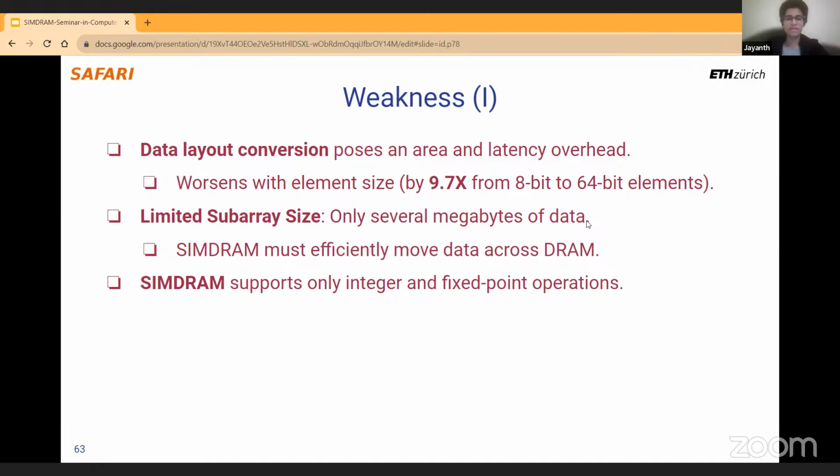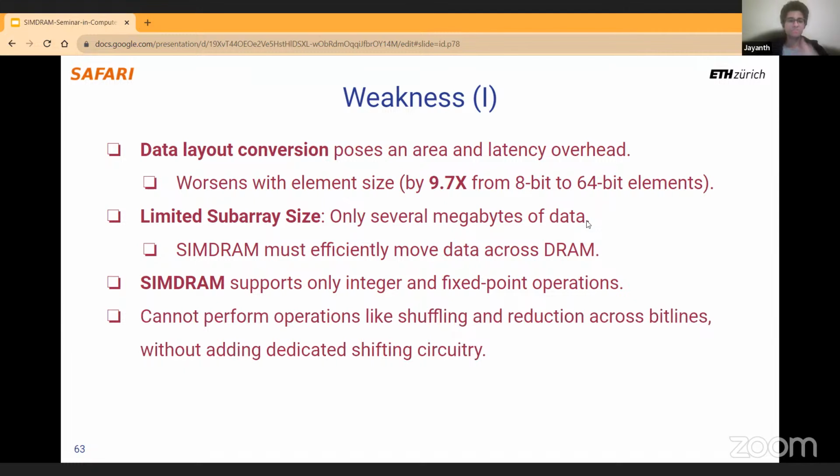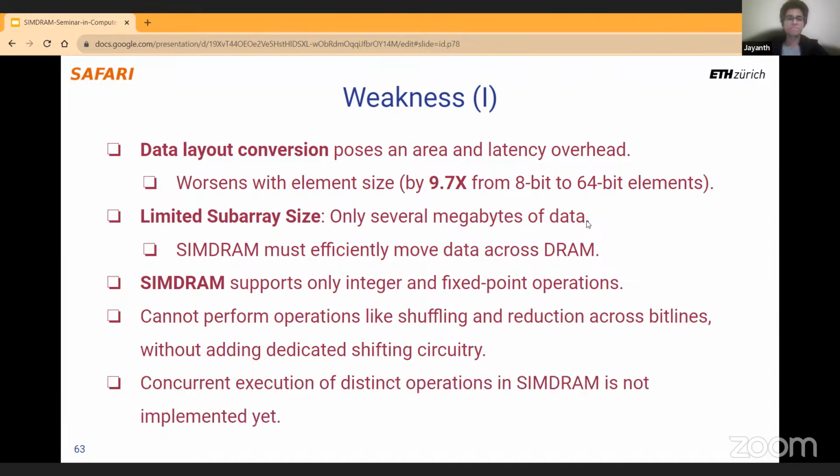So there is no floating point support yet, which many data-intensive applications, especially scientific applications, would require. And because we are using vertically laid out data, which can perform bit shifts with row copy, SIMDRAM cannot actually support complex bit shuffling or reduction operations. For this, we need a dedicated shifting circuitry. And then concurrent execution on SIMDRAM has not been implemented yet. That is, the SIMDRAM framework can now enable the execution of only one SIMDRAM instruction at a time.